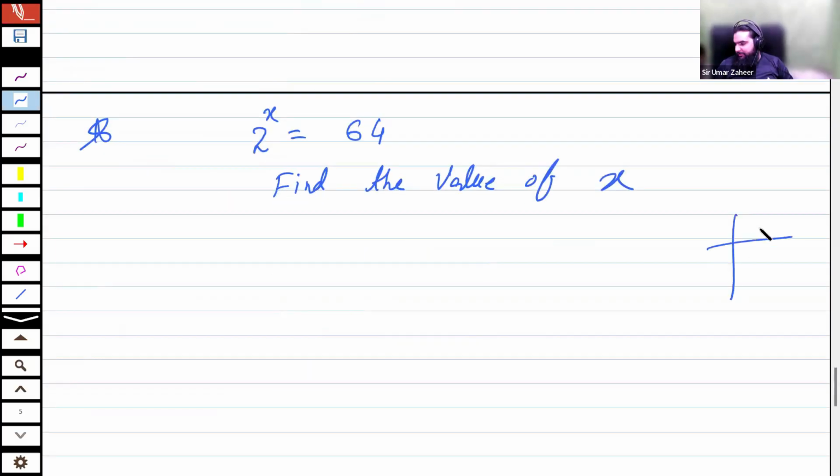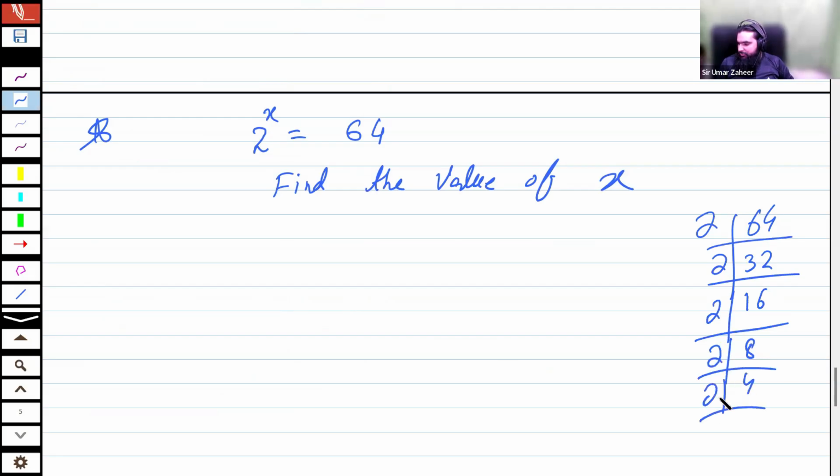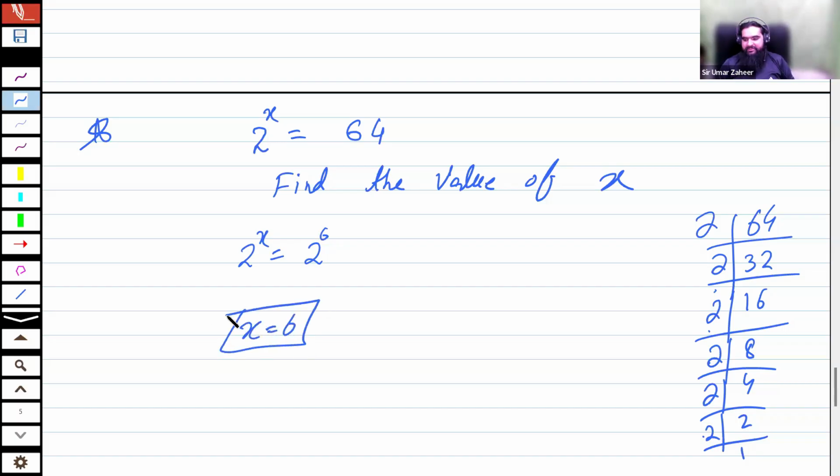So we have to find the prime factors of 64. 2 times 32, 2 times 16, 2 times 8, 2 times 4, 2 times 2, and 2 times 1. That's 1, 2, 3, 4, 5, 6. So 2 times 2 is 4, 4 times 2 is 8, 16, 32, 64. So it will be 2 raised to power 6. So when you have the same base and they are equal, we can conclude that the value of x will be equal to 6.